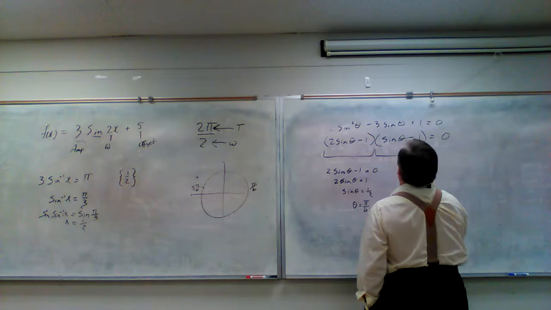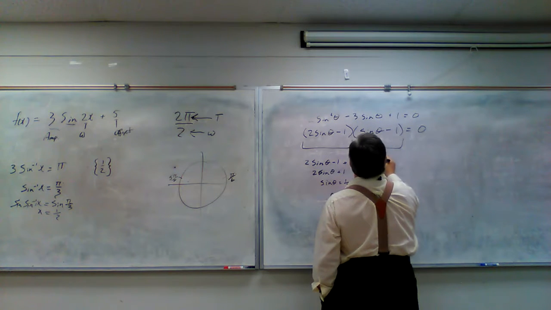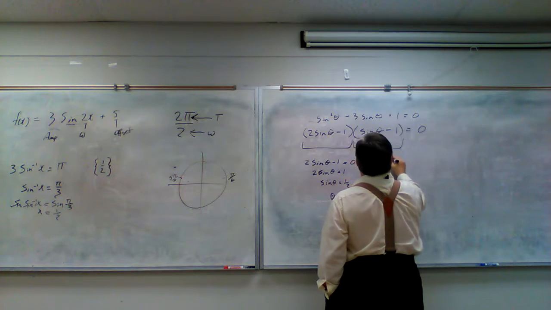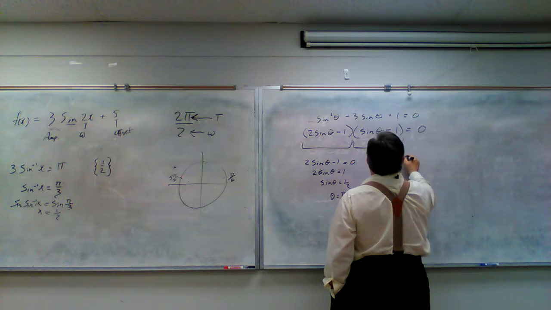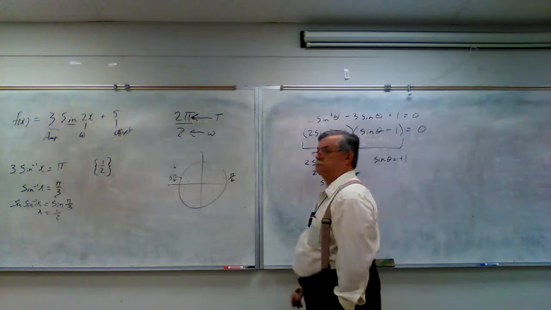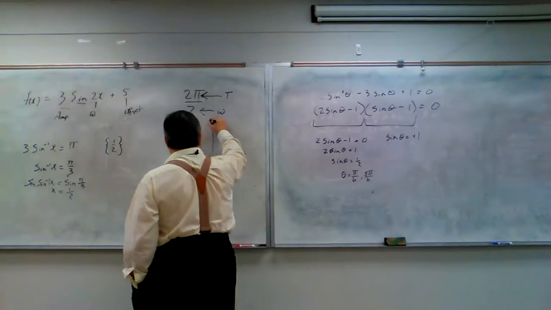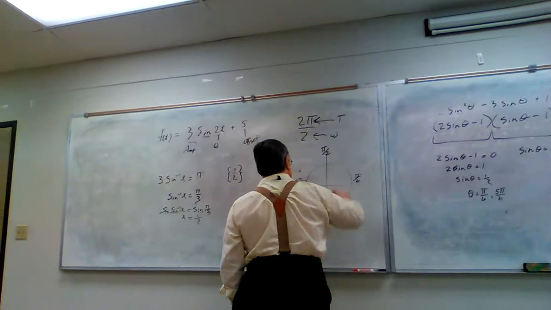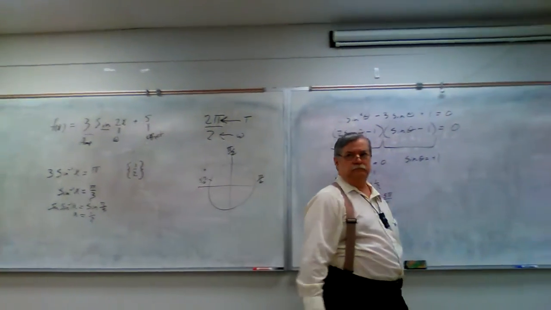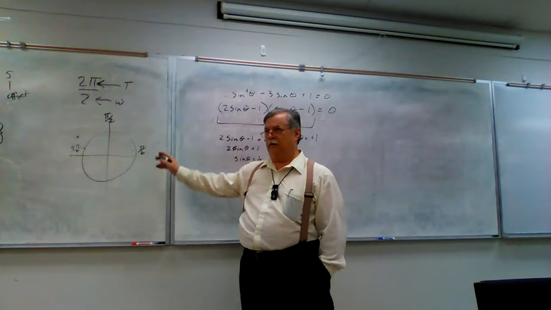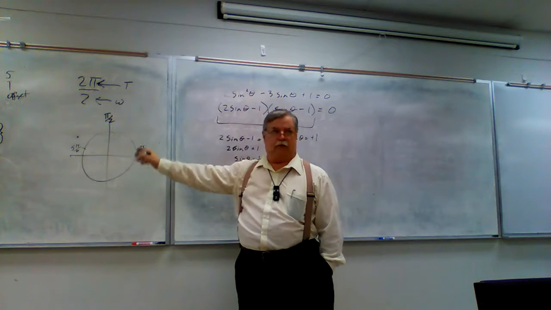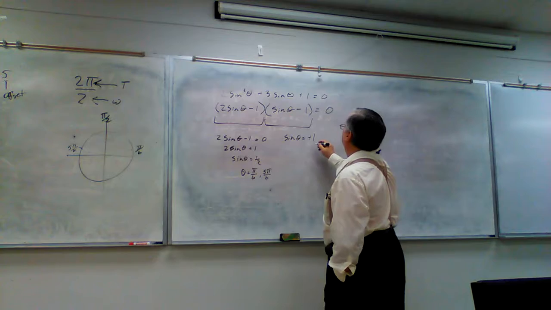Okay, when will this factor be 0? Sine theta equals plus 1. When does that happen? Pi over 2 only. You're never going to get sine theta equals plus 1 anywhere else on the unit circle.